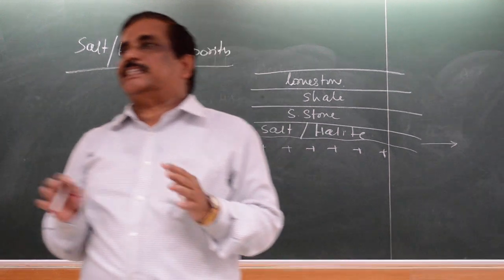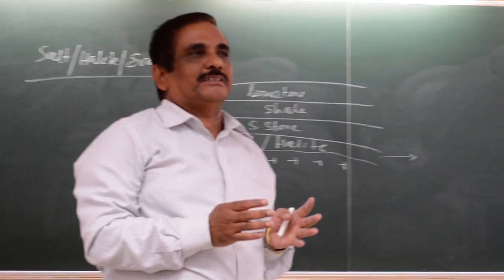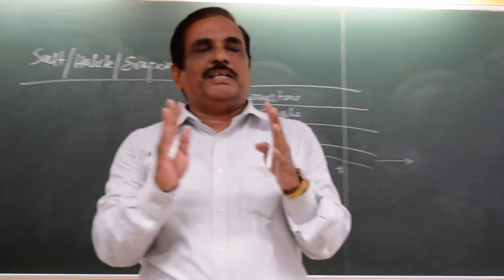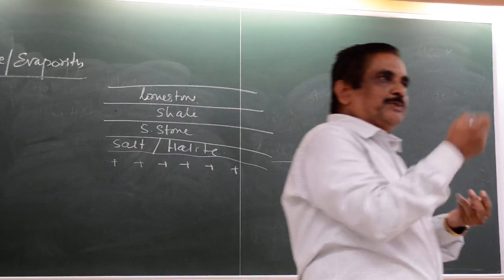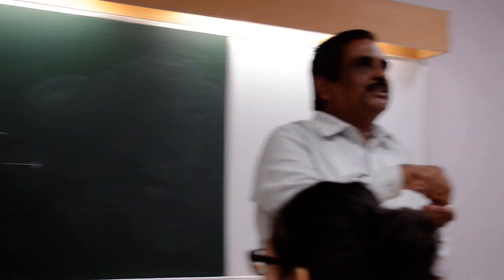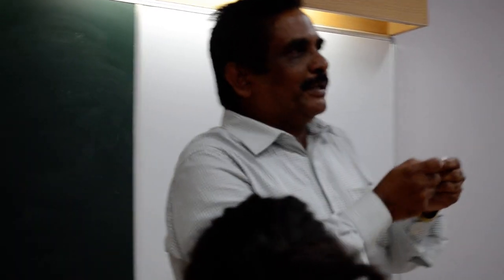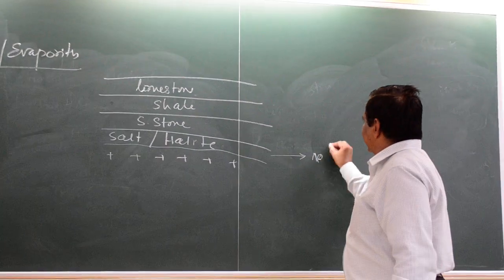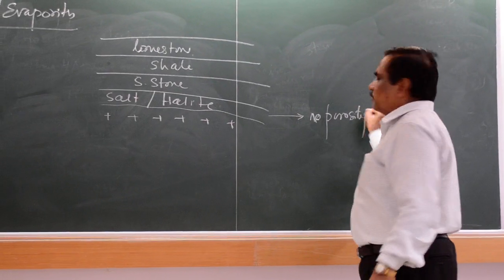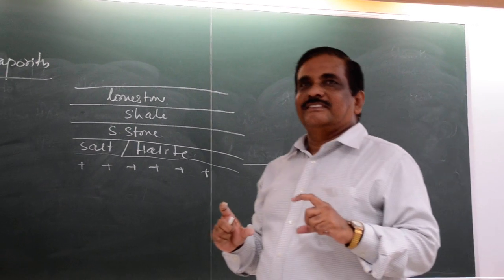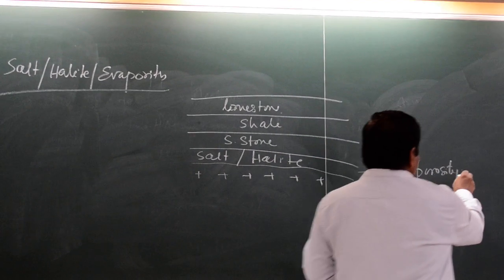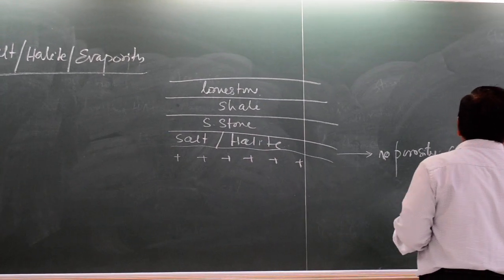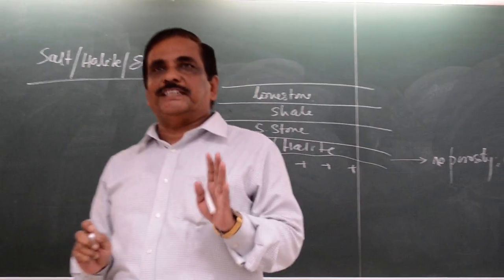When salt is deposited, it is a chemical precipitate. It is a chemical precipitate. So, very little porosity. It has no porosity. When something is precipitating, na, so that means small crystals are originating and depositing one over the other. So, the pore spaces are occupied by these smaller crystals. So, this salt or halide has no porosity. No porosity. Very compact. Understood, na? Very compact rock. No porosity. Compact. Understood this part, na? Why it is so?